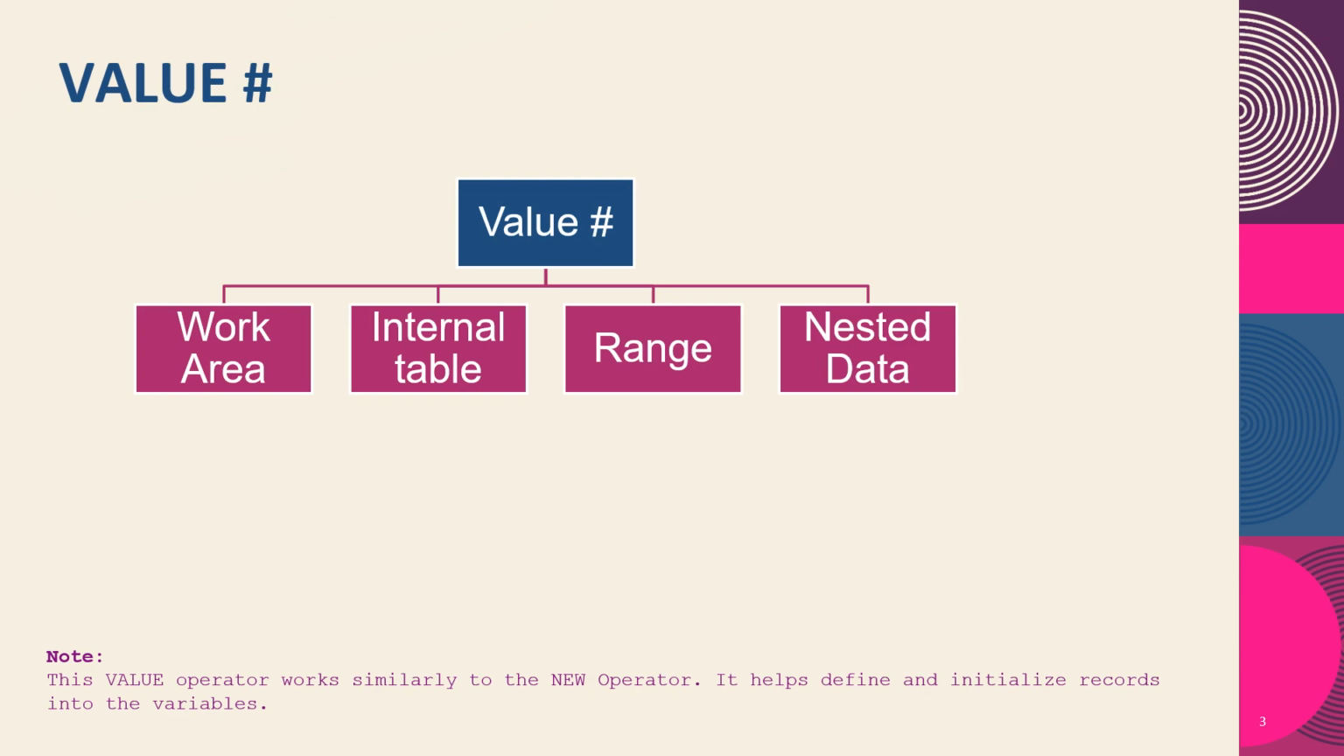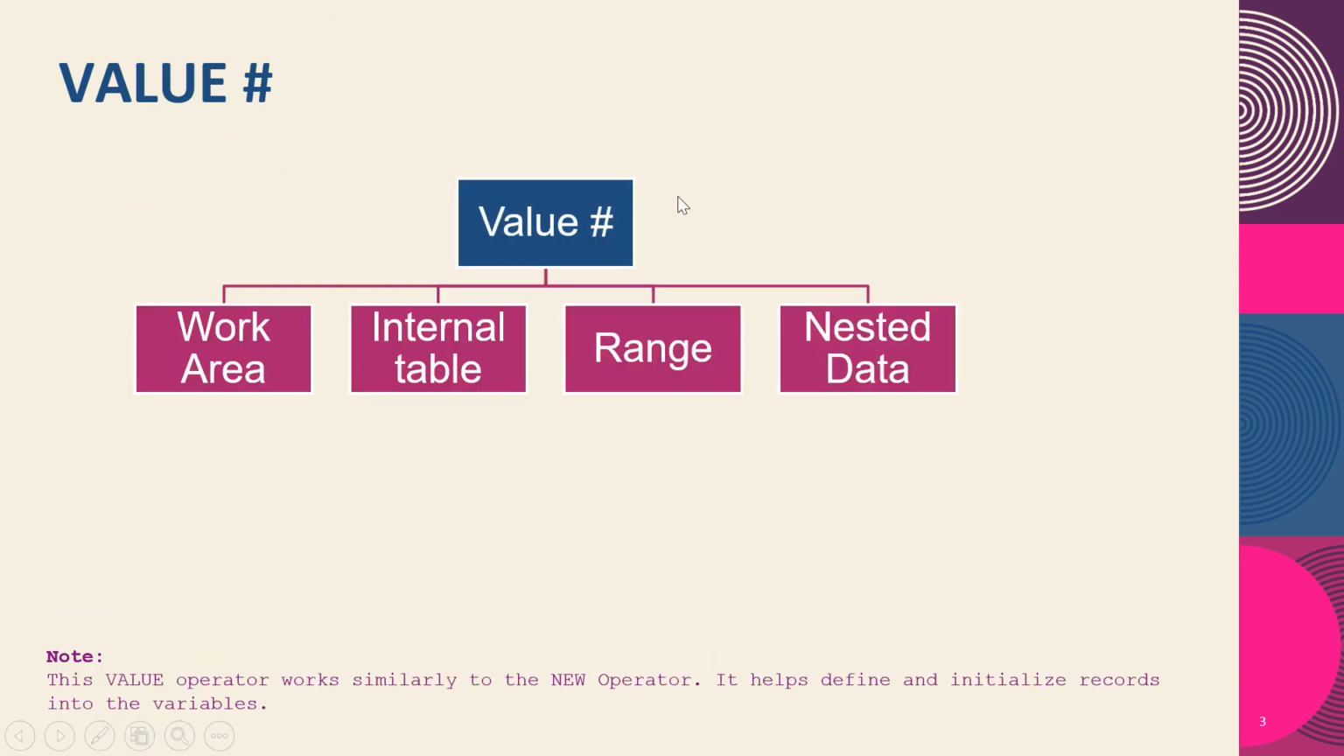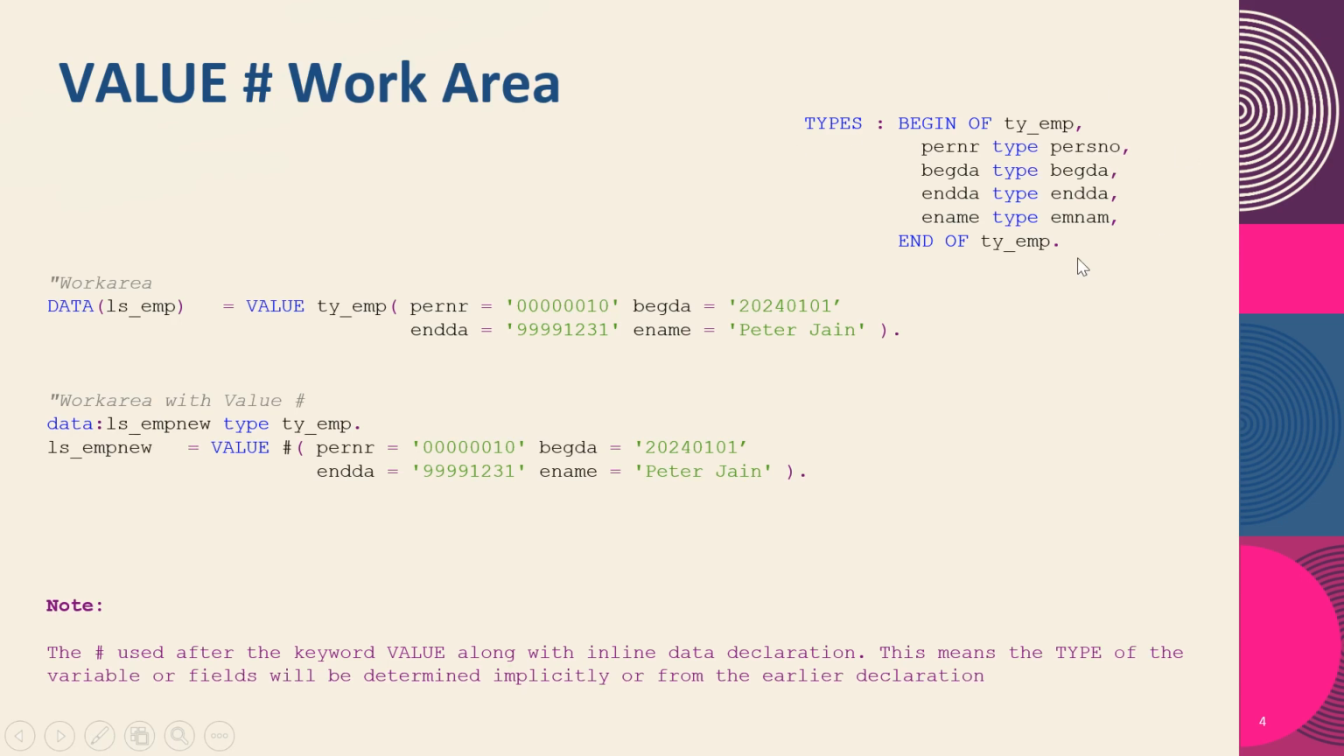This VALUE operator is similar to the NEW operator. It helps to define and initialize records in the variables. Let's think about a work area. This is the type declaration. Work area VALUE type. After VALUE, you have to give the type. I'm giving the type as TYEMP, which has these four columns, four fields.